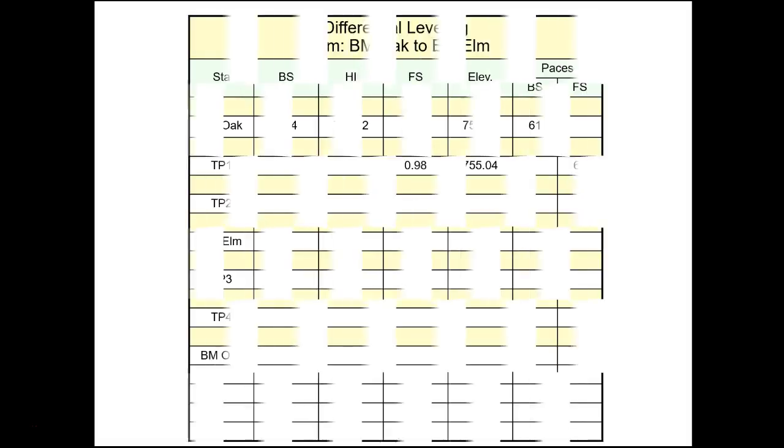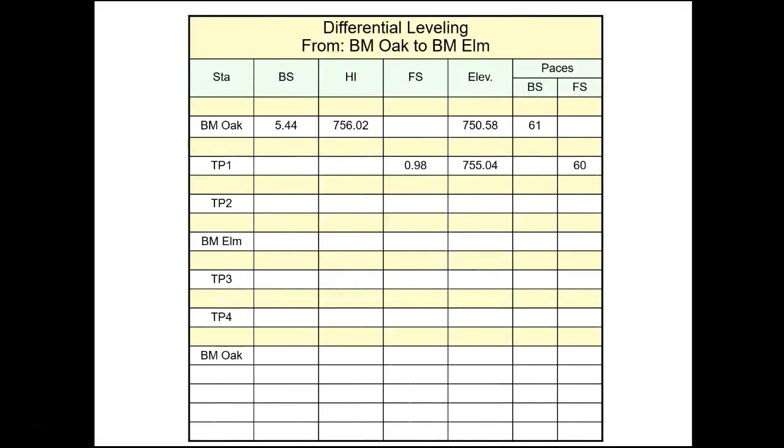All right, so now we're ready to put that information into our field notebook. So at turning point 1, that was our back sight, and now we're ready to move on to our next step, which is the instrument height. We calculate that. This value right here is equal to the elevation plus the back sight gives us our instrument height. Okay, so that was what we needed to calculate there.